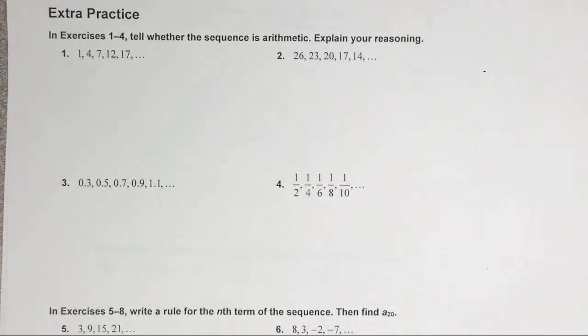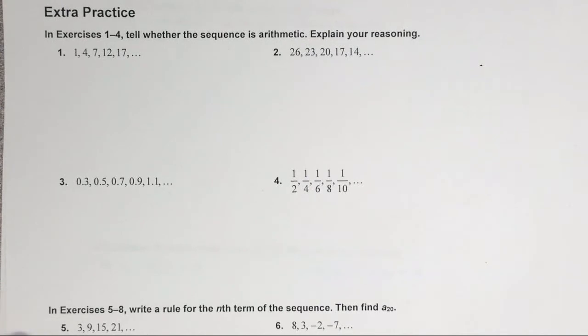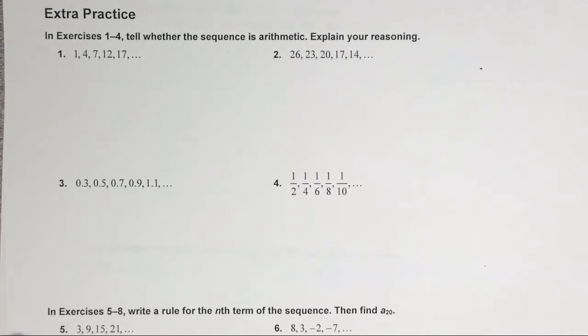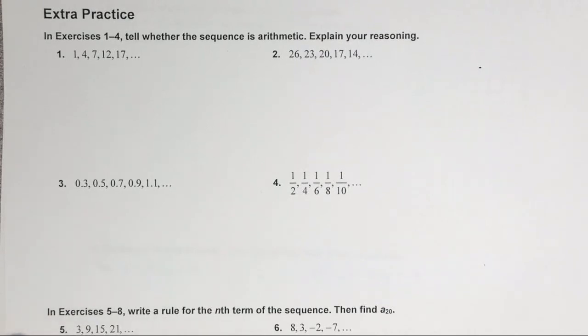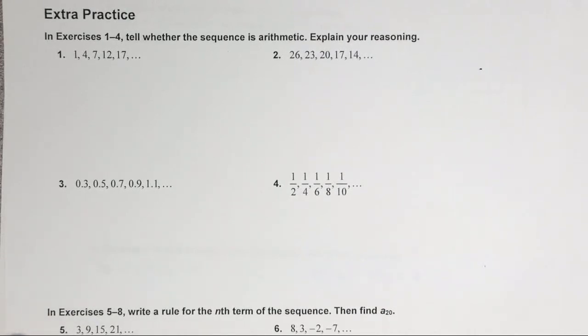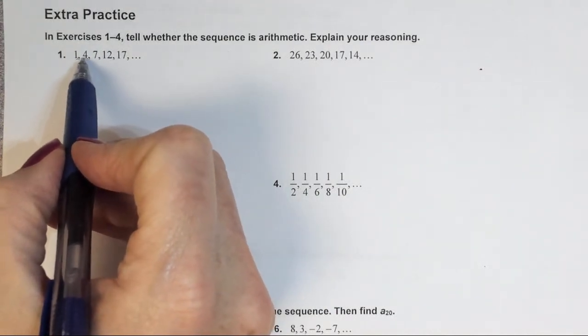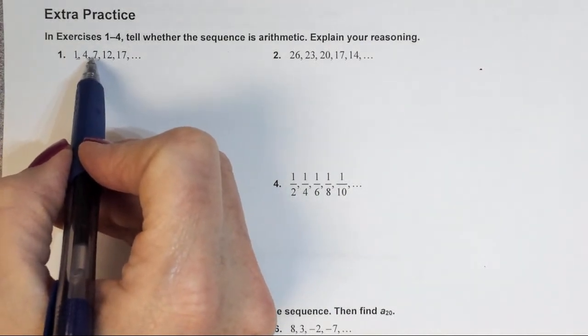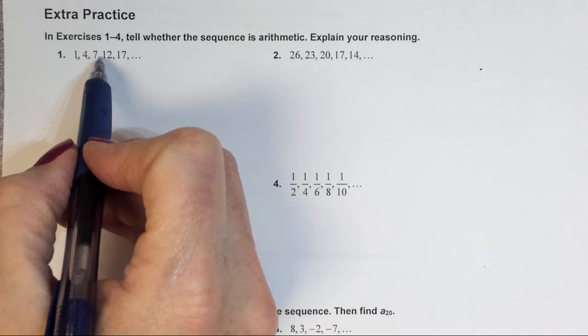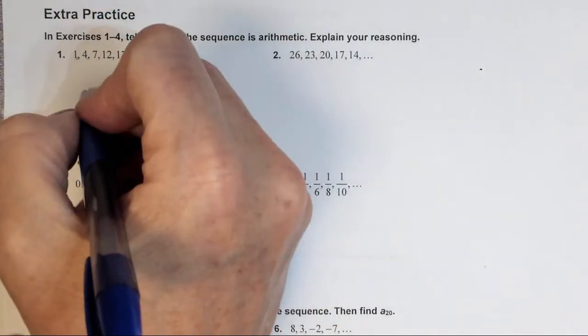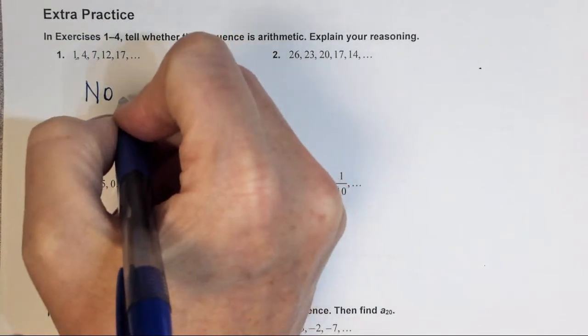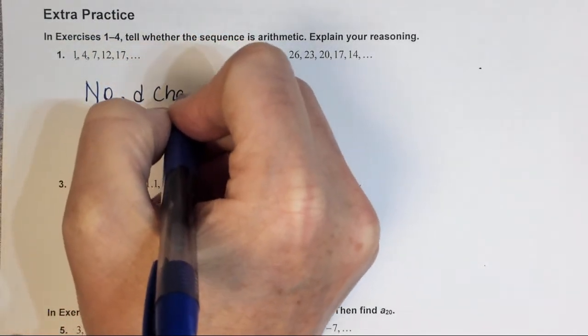All right, let's go over and do some examples now. So in these examples, it says to tell whether the sequence is arithmetic. In order for it to be arithmetic, we have to always have the same d value. What's the d value here on the first two terms? Next to? Is the next two, would it be 3? No. So right away we know no. D changes.